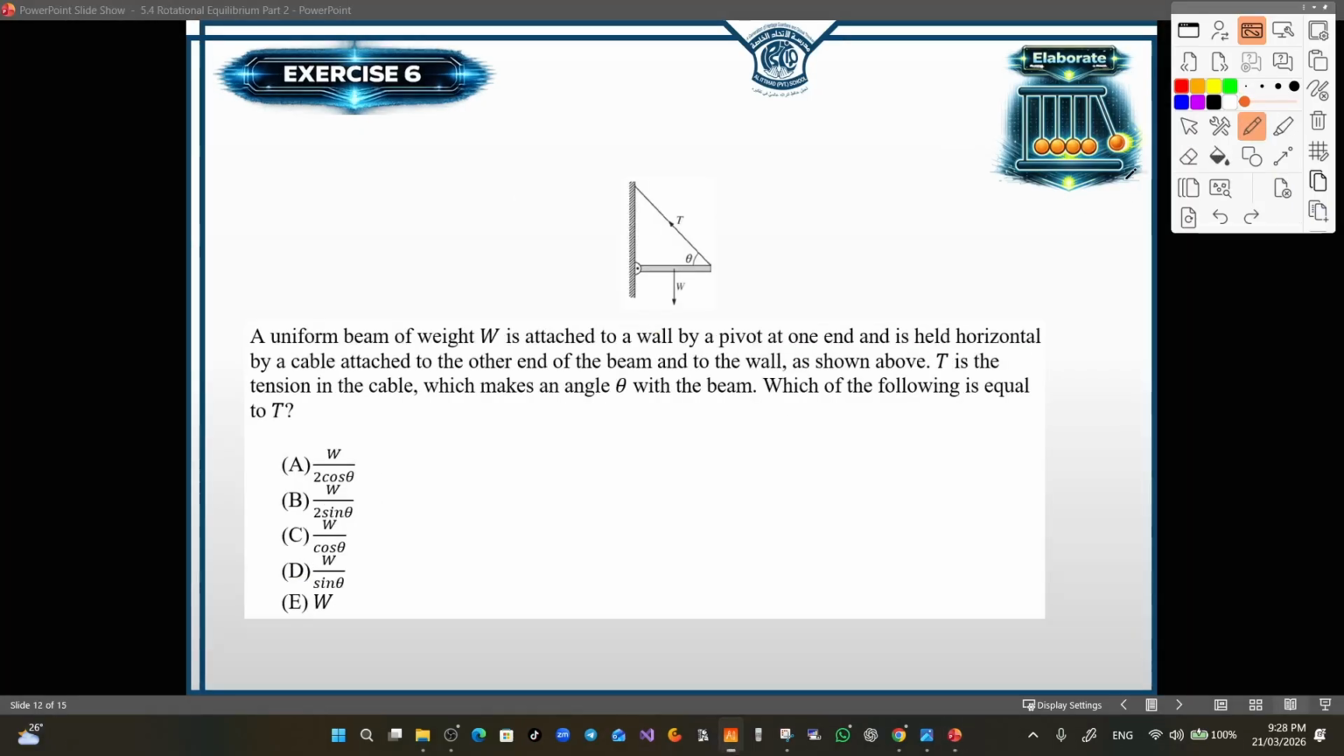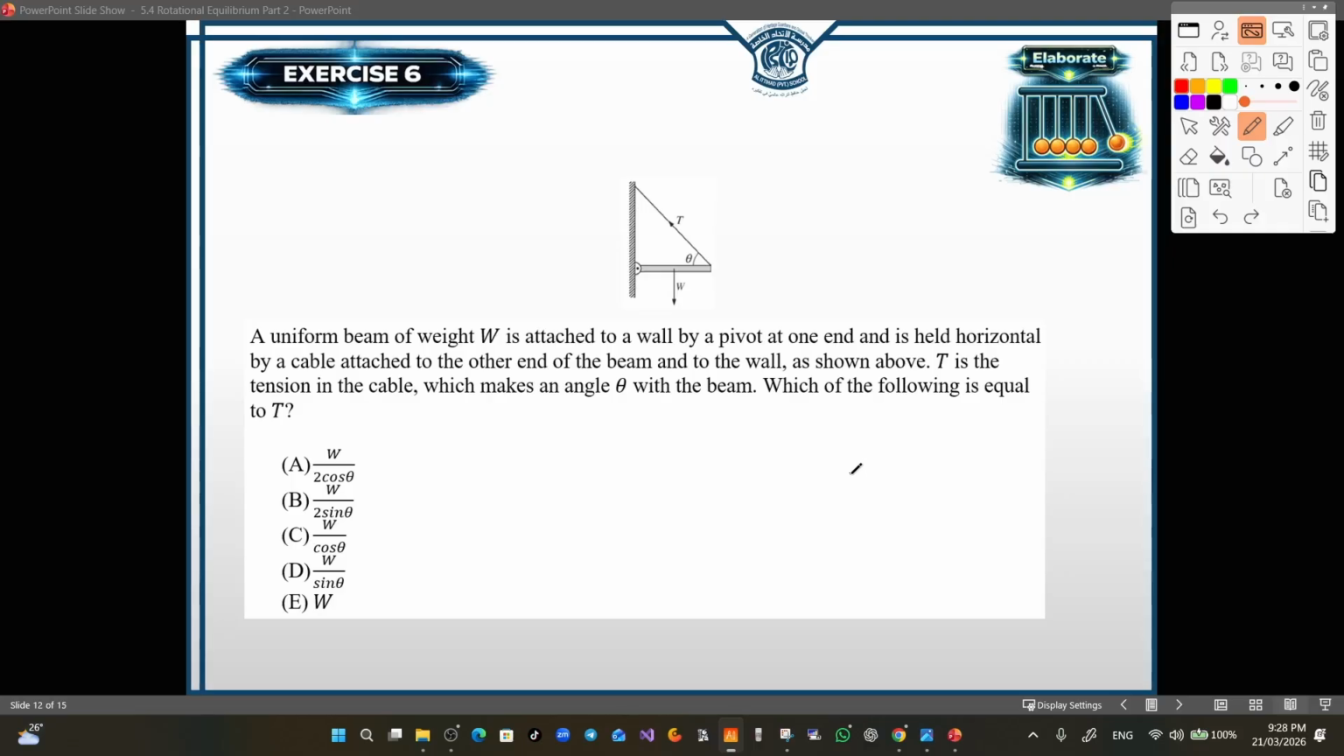Exercise 6. A uniform beam of weight W is attached to a wall by a pivot at one end and is held horizontally by a cable attached to the other end of the beam and to the wall, as shown above. T is the tension in the cable, which makes an angle theta with the beam. Which of the following is equal to the tension T?